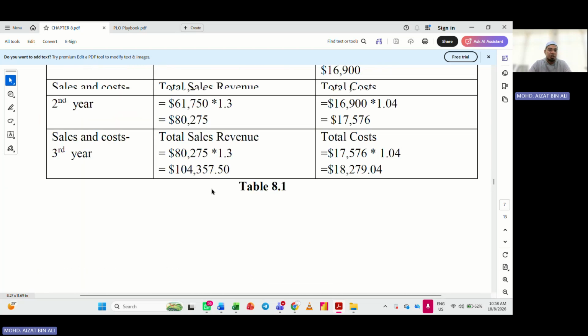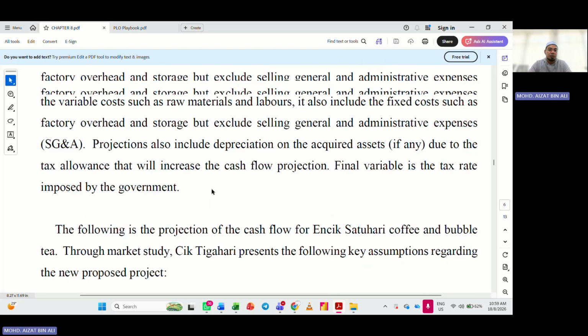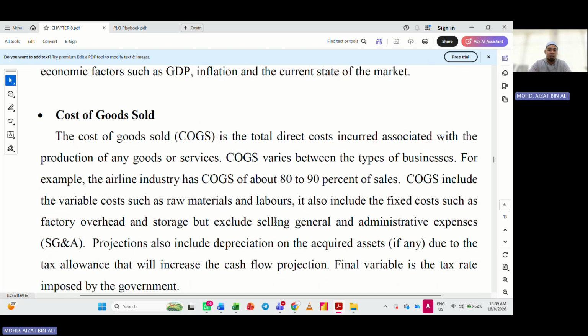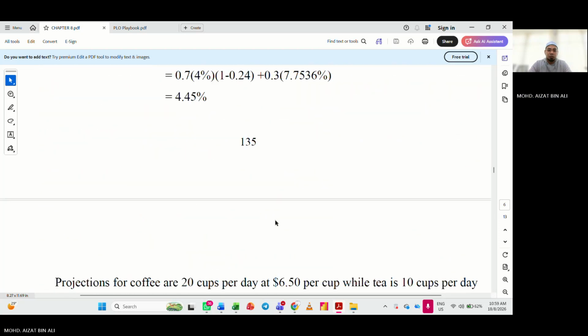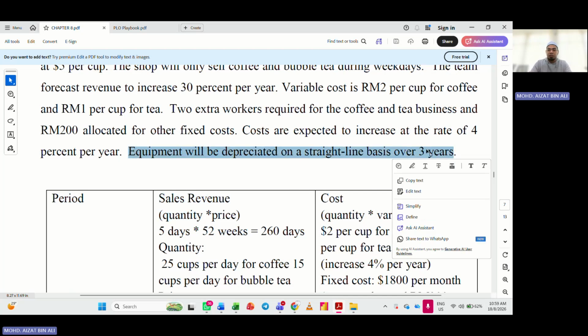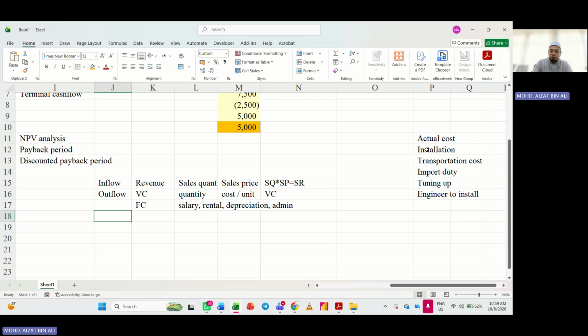How to calculate the depreciation? Go back to our initial investment. You see here, the machine is 23,500 ringgit, and the equipment will be depreciated over 3 years. So 23,500 ringgit divided by 3.